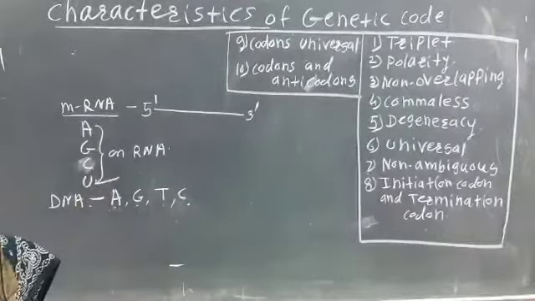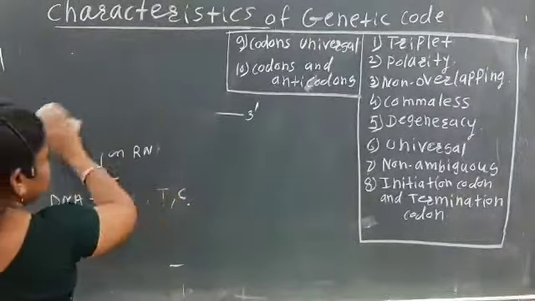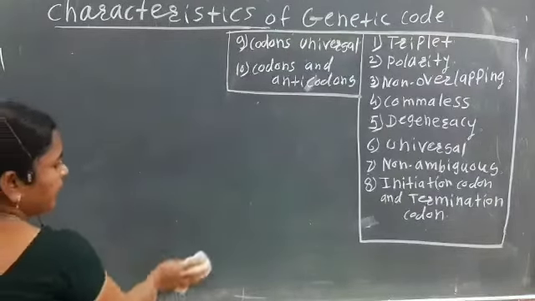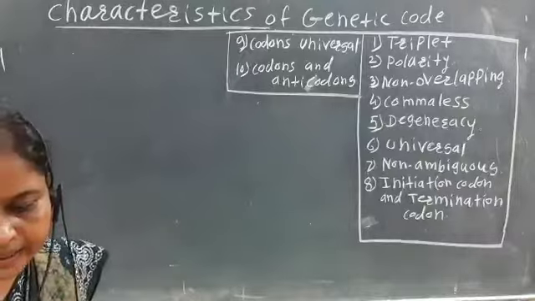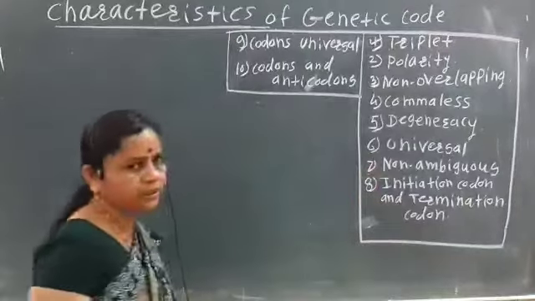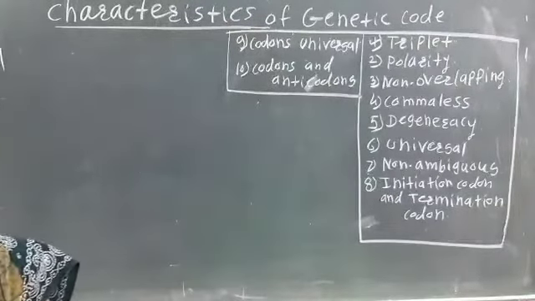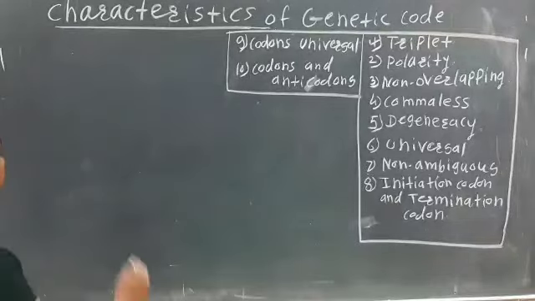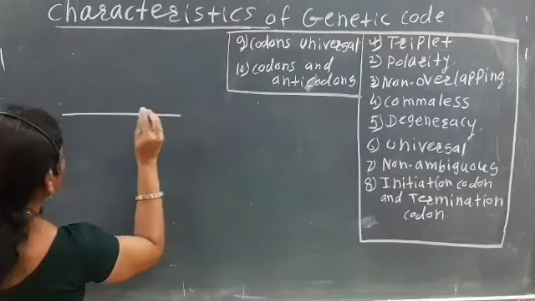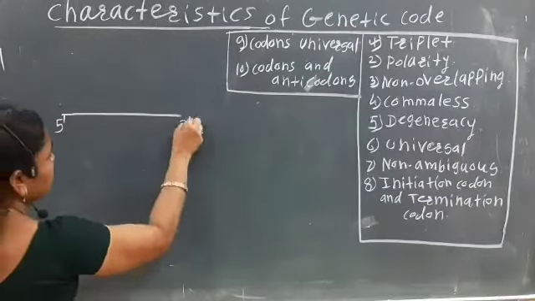Okay, students. So see, those are the characteristics of the genetic code. So genetic code, one by one, आपण एक characteristics बघूया. So the first characteristic is that the genetic code is in triplet. Triplet means what? In every living organism, genetic codes are always triplet. So if we see the mRNA, here is the 5 prime end, here is the 3 prime end.